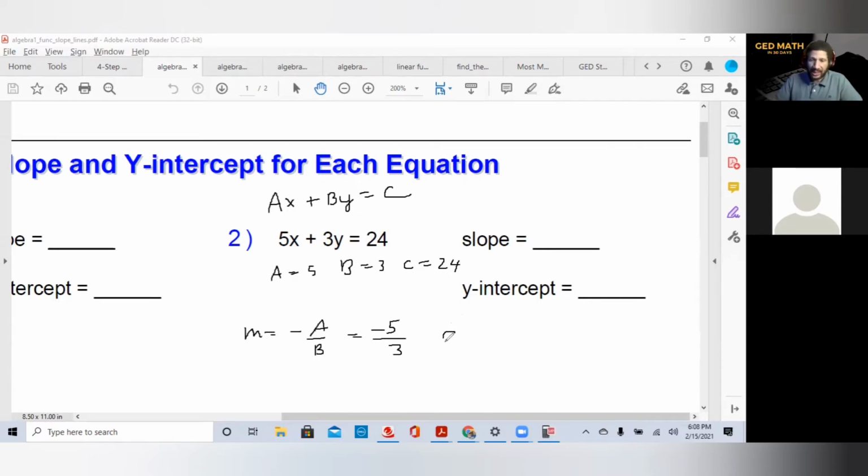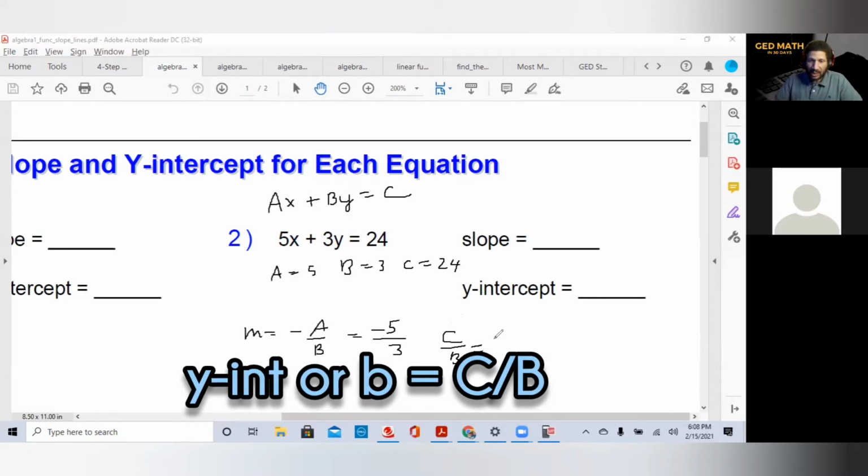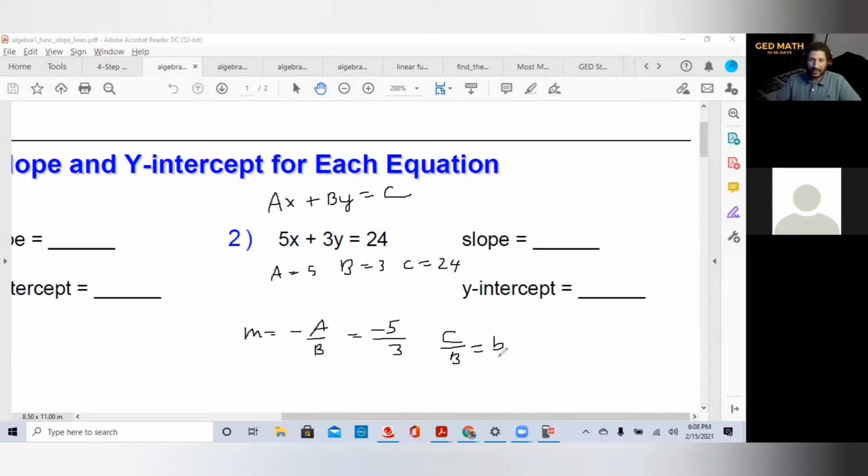Again, watch this. C over B is equal to the y-intercept. So the y-intercept is C, which is 24. My B is 3. 24 over 3 is 8. So I know my slope.